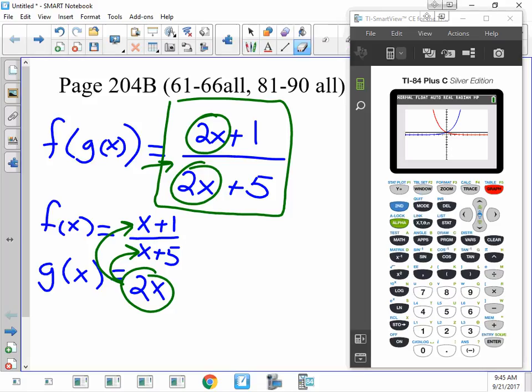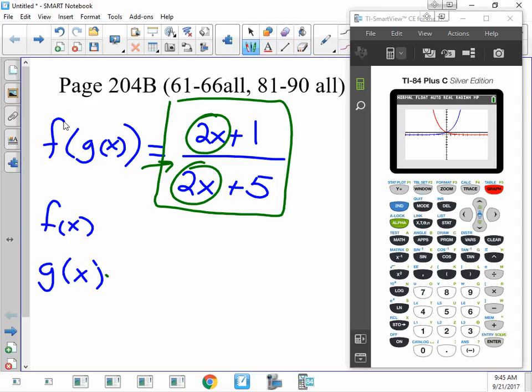Okay? Now here's the one thing you're not allowed to do. You're not allowed to say that g of x equals x, because then f of x would just be 2x plus 1 over 2x plus 5. You're not allowed to do that, because it would work every single time. That's true, but that is one you're not allowed to do. Okay? You cannot call either g of x or f of x the identity. Okay? Hold on. Let me do another one.